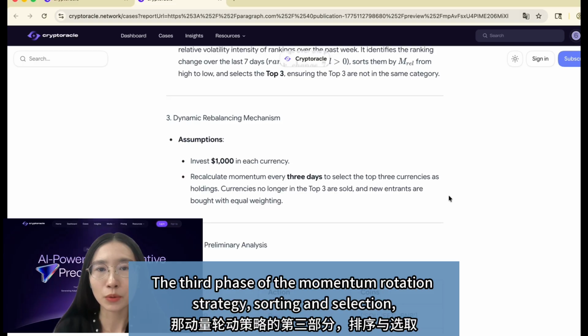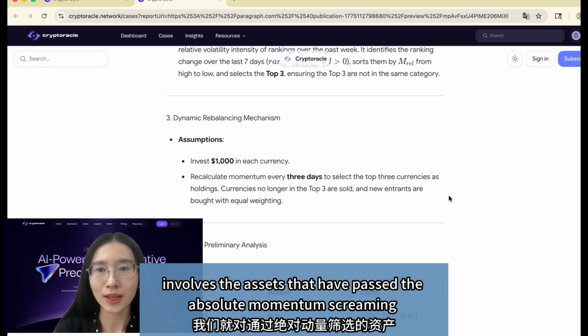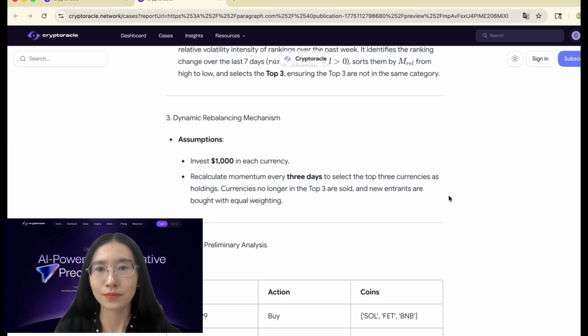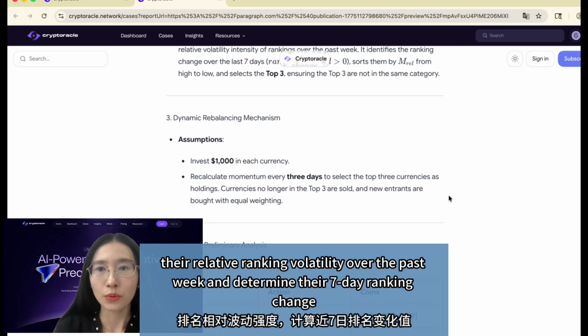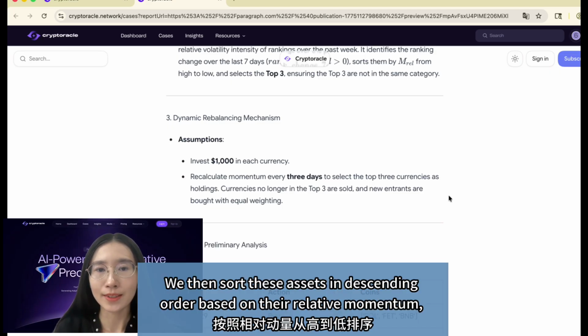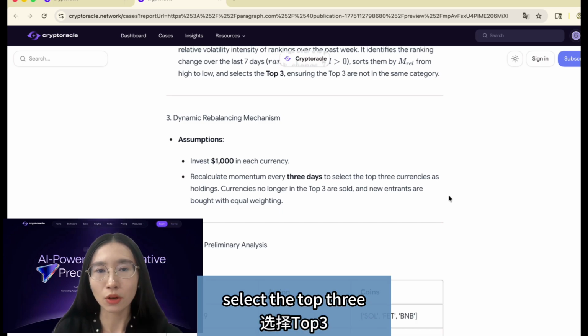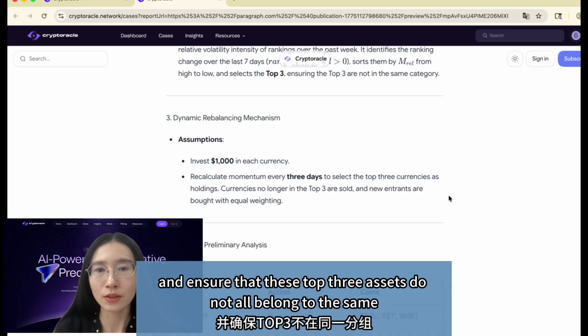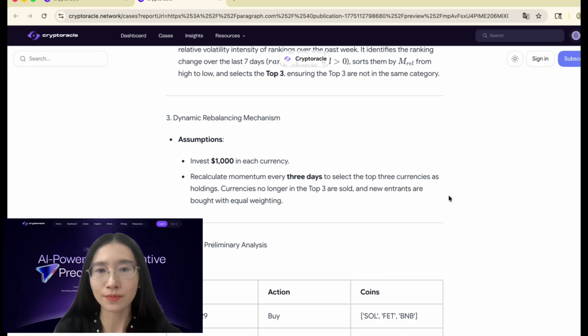The third phase of the momentum rotation strategy, sorting and selection, involves the assets that have passed the absolute momentum screening. For these assets, we calculate their relative ranking volatility over the past week and determine their 7-day ranking change. We then sort these assets in descending order based on their relative momentum, select the top 3, and ensure that these top 3 assets do not all belong to the same sector cluster.